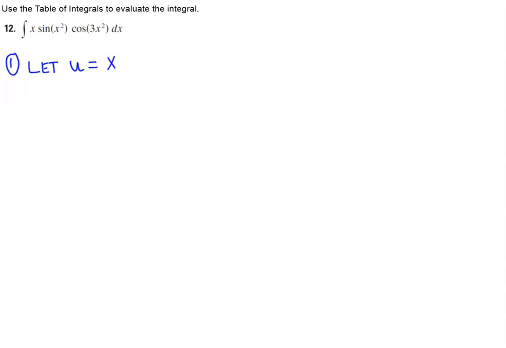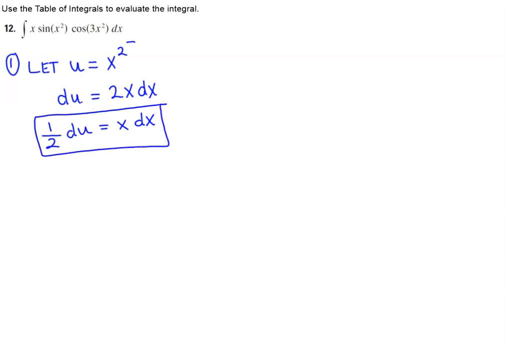is x squared. And therefore du is going to equal 2x dx. And then if we divide both sides by 2, we would know that 1/2 du is going to equal x dx. So therefore there is our substitution. And then we also know that if we wanted to solve for x, if x squared is equal to u, if we take the square root of both sides, then x is going to equal the square root of u.